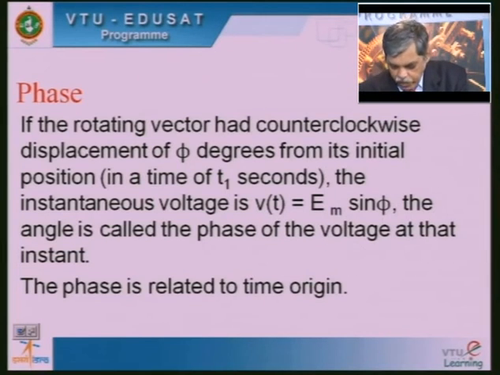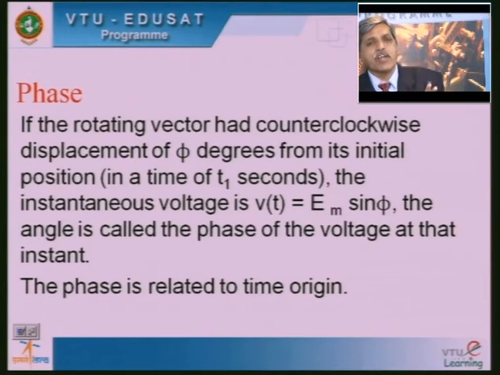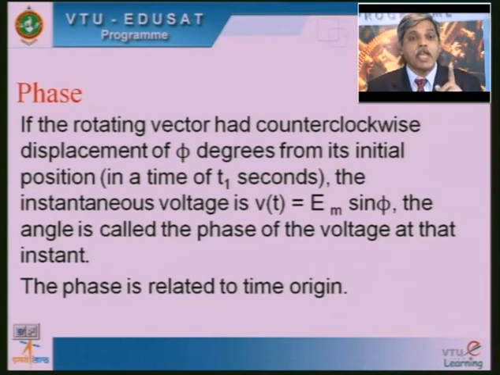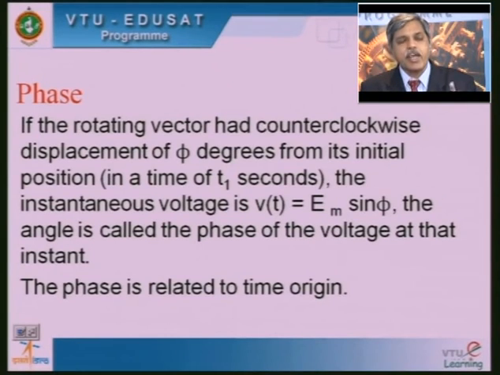I think I have already explained this when considering a sinusoidal wave, but here you can understand the phase by taking this example of the conductor rotated in the magnetic field, or in the coordinate system. Now the phase of alternating quantities is always related to the time origin. I measure with respect to the initial position of the vector, that is the time origin.